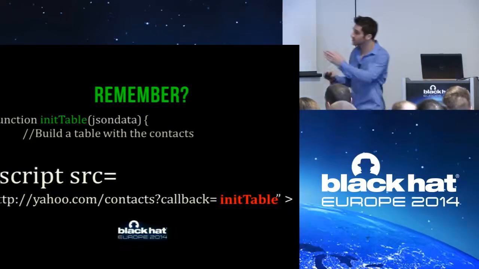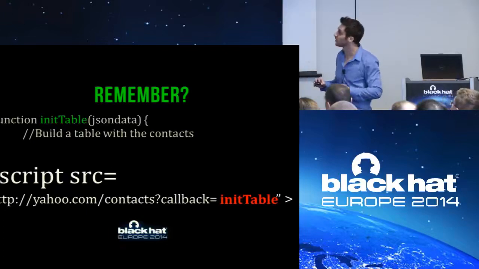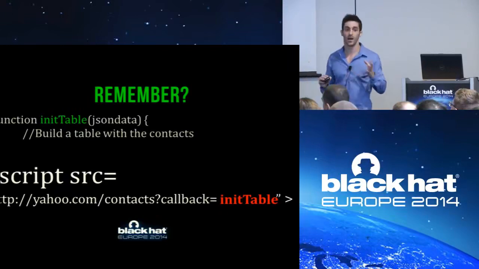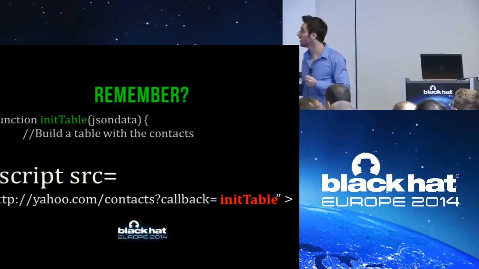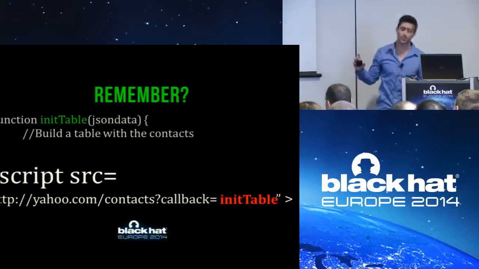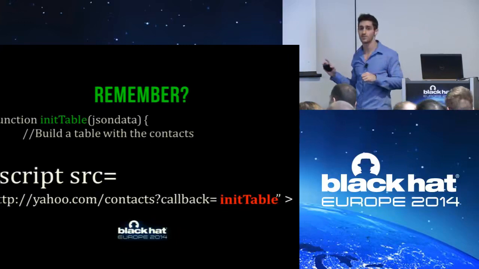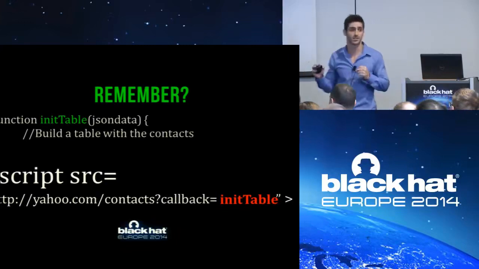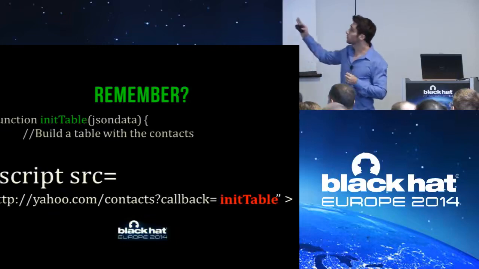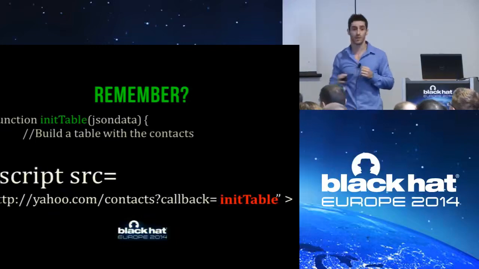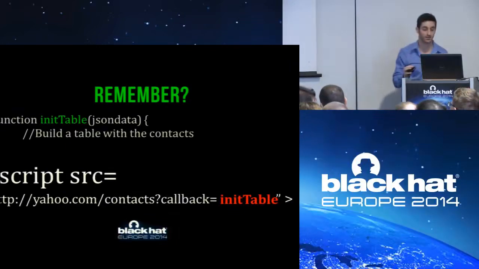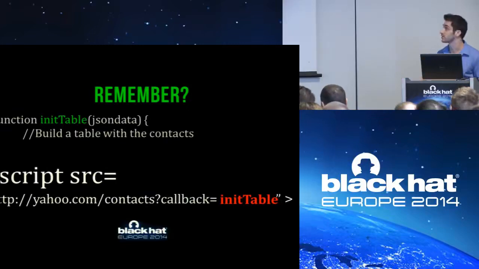And I'm sorry because the screen is a bit cut out, but they will need to include a script tag. And they will need to use a JSON-P Yahoo's API of importing contacts. They will also need to define a function in their website that will build the table that you've just seen in the previous slide. And they'll also pass the function name as a callback value so that Yahoo knows how to call back once they send you the contact list information.